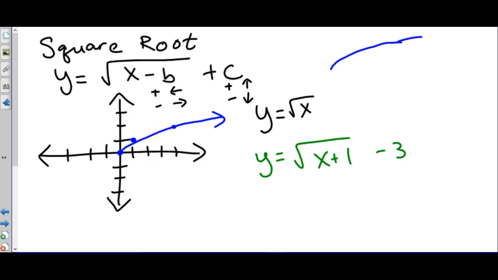We have left 1, down 1, 2, 3. Left 1, down 1, 2, 3. Left 1, down 1, 2, 3. And there's our new square root function.